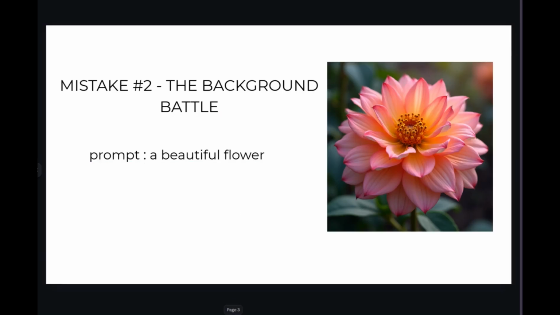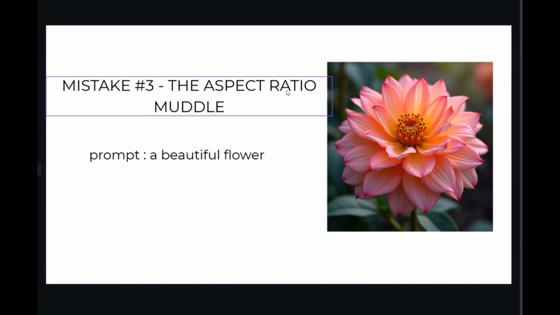Okay, so now we come to mistake number 3, and this is the aspect ratio muddle. So the mistake number 3 is using the wrong aspect ratio. So if you wanted, say, a tall bookmark, but the AI generator is producing a square, such as a 1-to-1 ratio, you're going to lose all of the detail or the quality if you're trying to crop it, or your edges are going to be cut off.